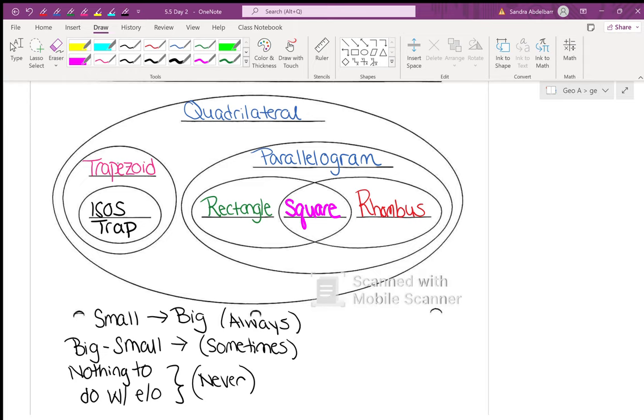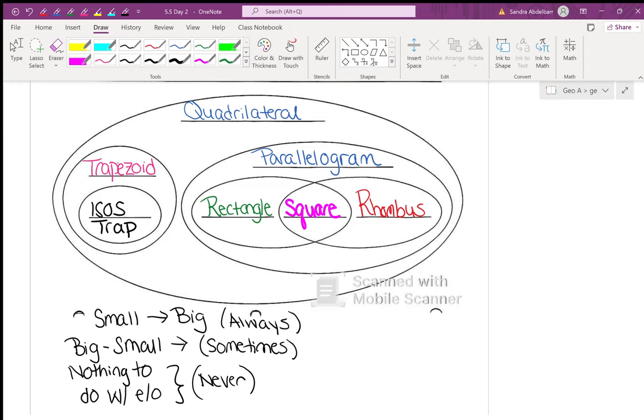All right. A rectangle is a rhombus. Actually, let me ask this first. A rectangle is a square. Let's do that. Changed my question. A rectangle is a square. Good. Excellent. It says sometimes. A rectangle is sometimes a square.